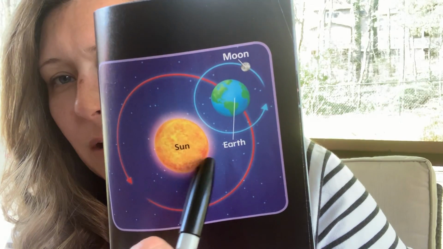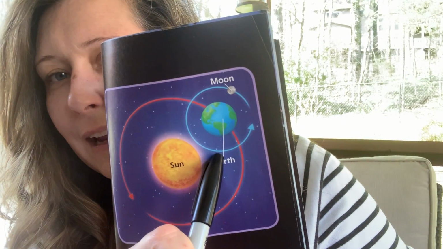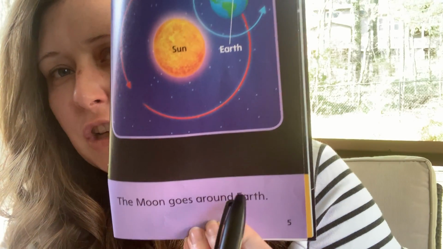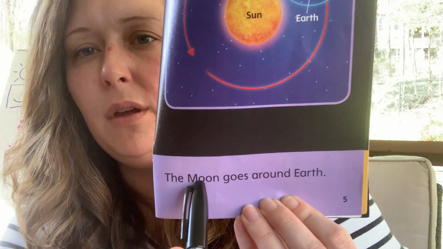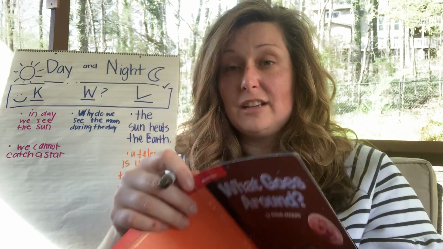Let's check the diagram. Oh, it's not the sun. It's pointing to, yep, you got it. Oh, wait, no, could it be moon? Let's double check. Nope, that's definitely Earth. The moon goes around Earth. Nice job using your strategies, checking your pictures, getting your mouth ready, looking for those words we already know.